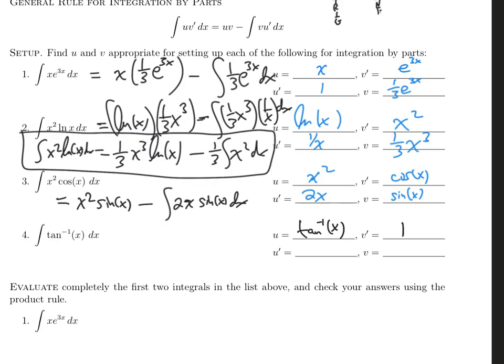There's nothing wrong with that. It's certainly true that the product of these two things is the integrand here. The derivative of the inverse tangent function is 1 over 1 plus x squared.